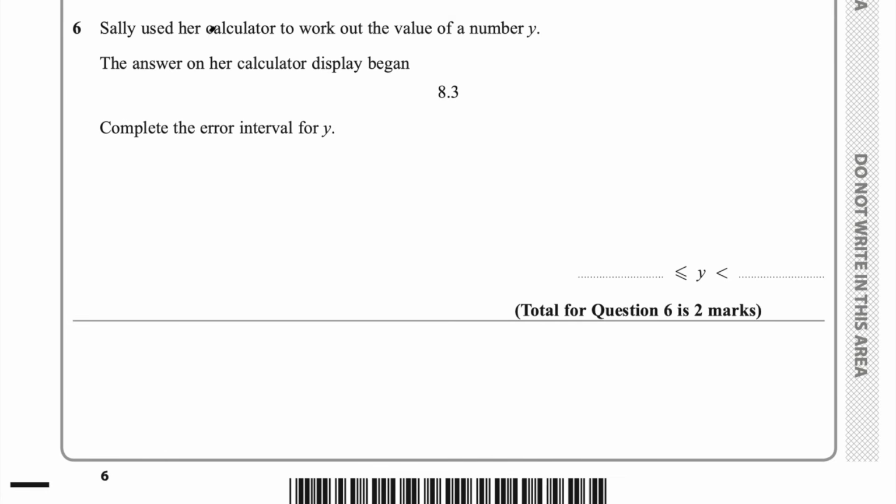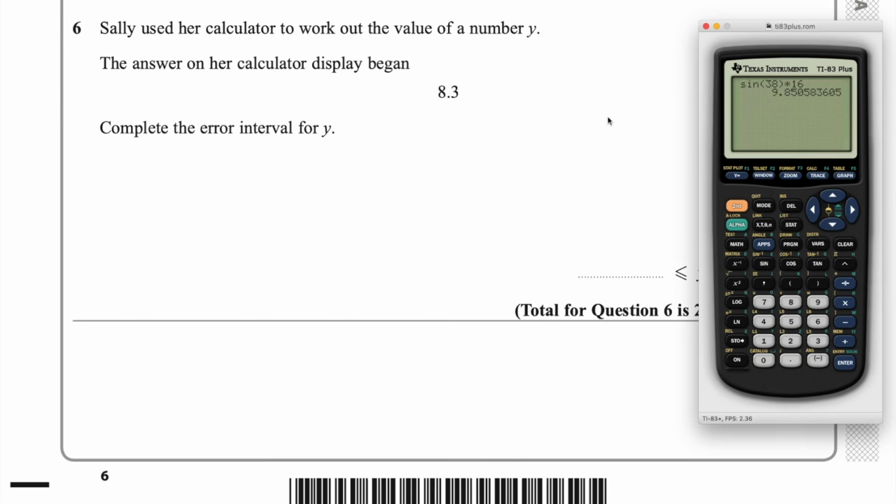Question 6 says Sally used her calculator to work out the value of a number y. The answer on her calculator display began 8.3. Complete the error interval for y. So you need to think, well, what else could a calculator say if the display was saying began with 8.3? So let's type in something like this. So 8.30001.